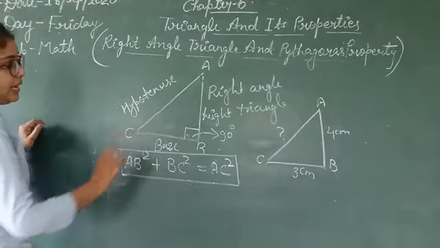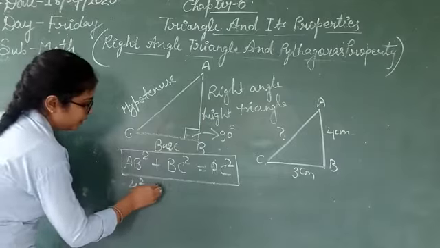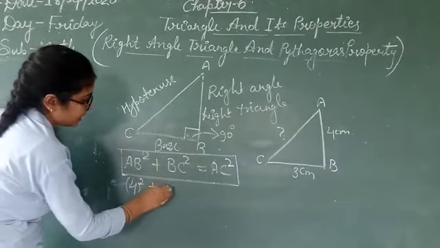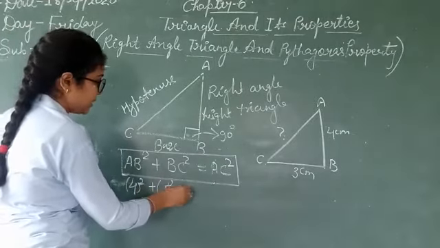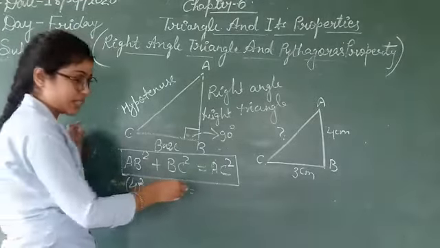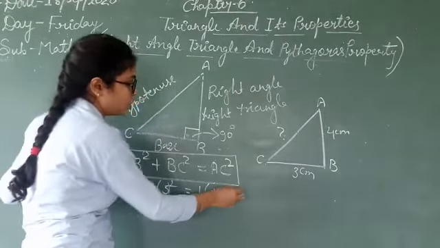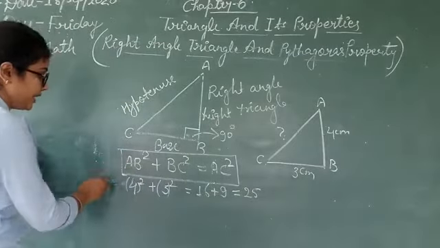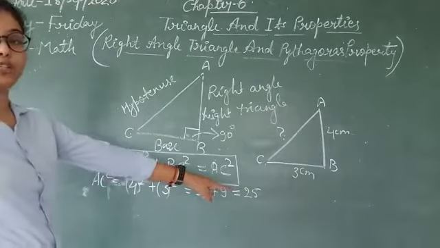Now AB square is what? AB is 4, so you will write 4 square here, and this is BC. BC is 3, so I am writing 3 square. Now 4 square plus 3 square is what? 4 square is 16 and 3 square is 9, and 16 plus 9 is 25. This is equal to AC square. We are finding the value of AC square here. So AC square is equal to 25.